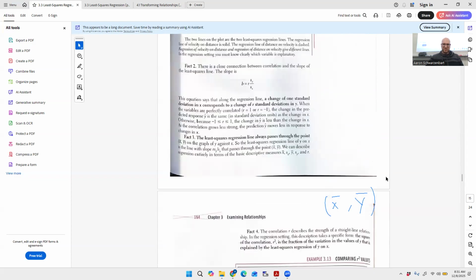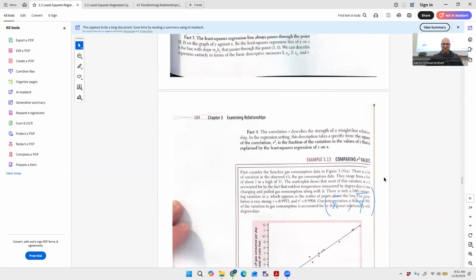Fact 4. Correlation describes the strength of the straight line relationship. R squared is the fraction of variation of y that can be explained by x by the least squares regression line, y on x.